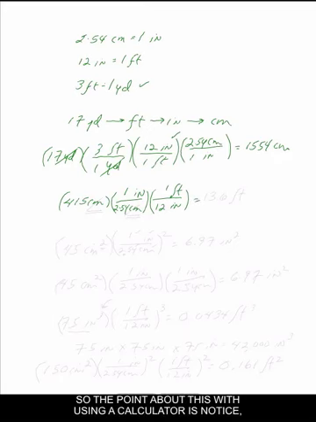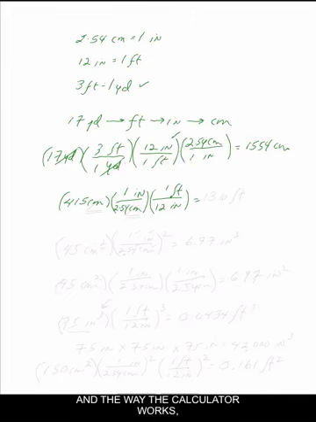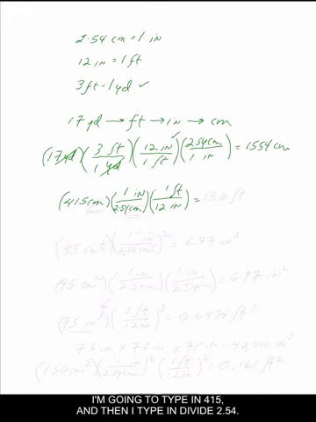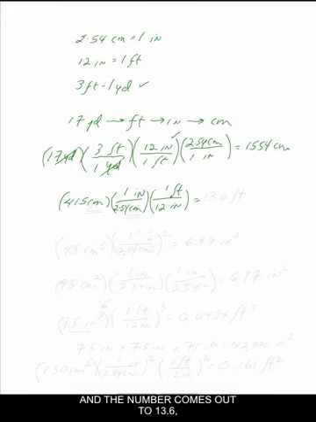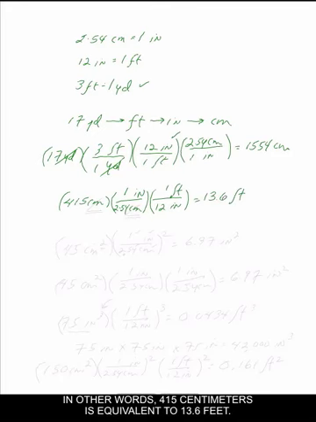So the point about this with using the calculator is, notice I'm dividing the number 415 by two different numbers. And the way the calculator works, every number below a fraction bar is preceded by the divide operator. In other words, using my calculator, I'm going to type in 415, and then I type in divide 2.54, then I just hit the divide again, 12, and the number comes out to 13.6. So I'm going to write this as 13.6 feet. In other words, 415 centimeters is equivalent to 13.6 feet.